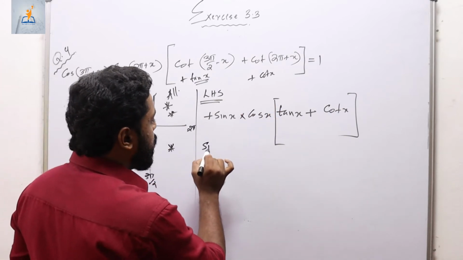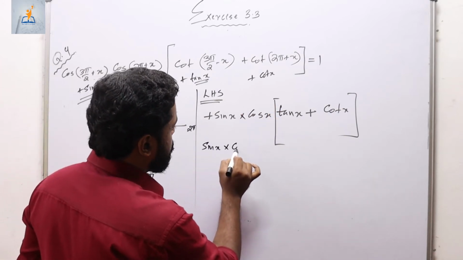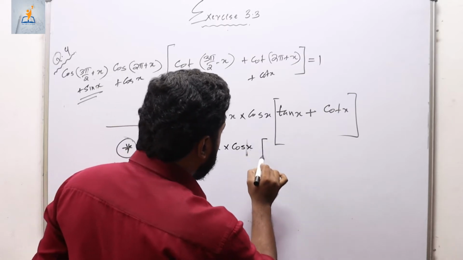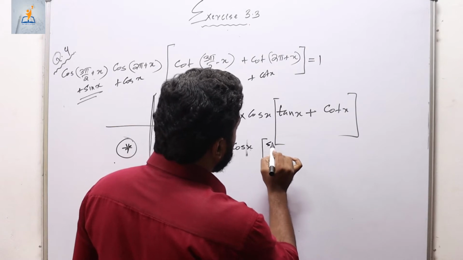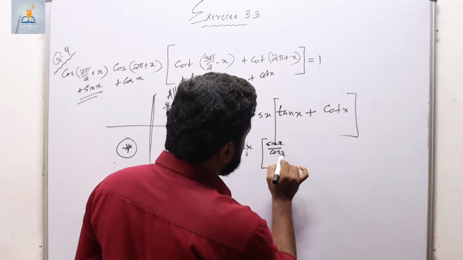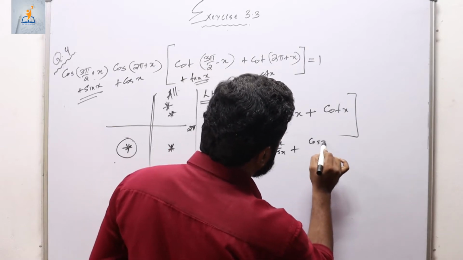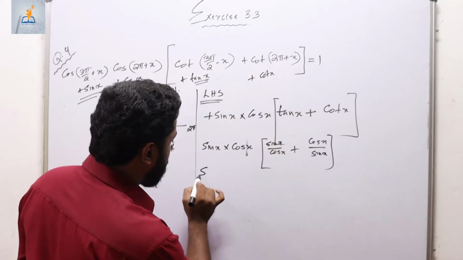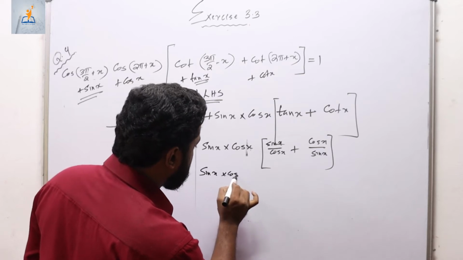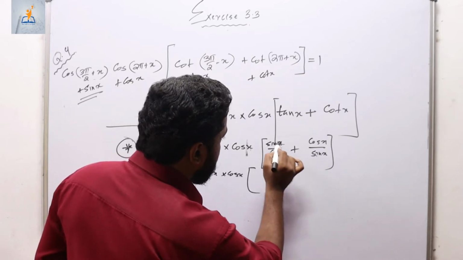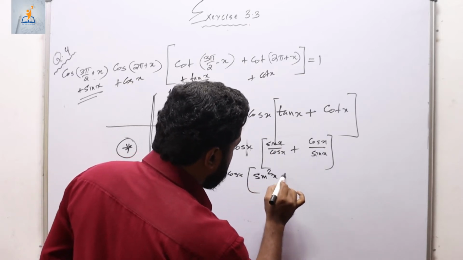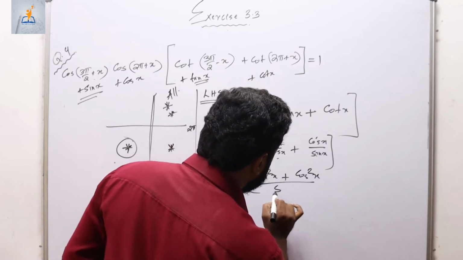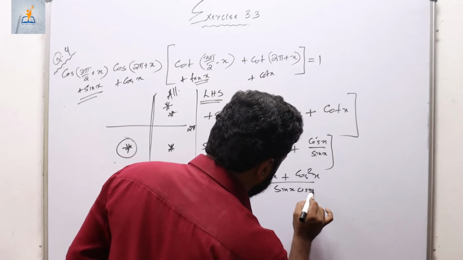Now we know that sin x into cos x, let it be here. Again tan x is nothing but sin x by cos x plus cot x is nothing but cos x by sin x, isn't it? Let us take the LCM in this bracket. It will be sin x into sin x is equal to sin²x plus cos x into cos x is equal to cos²x divided by sin x into cos x, isn't it?